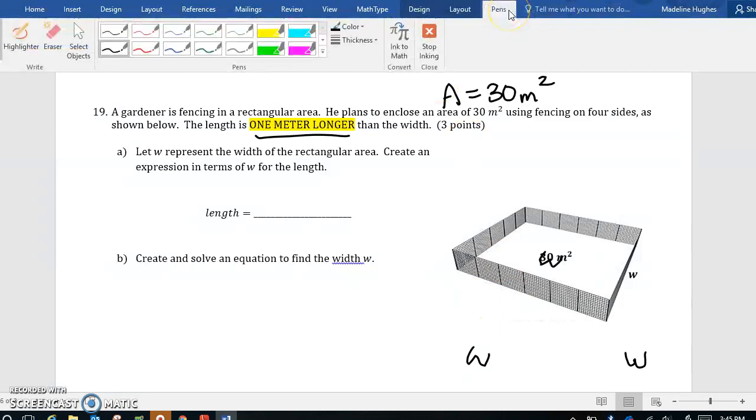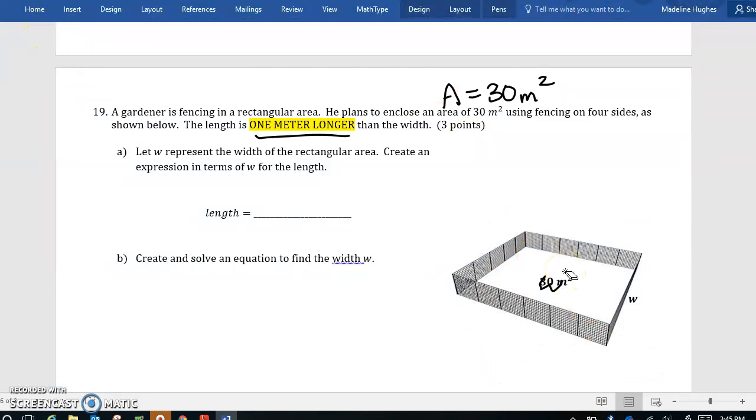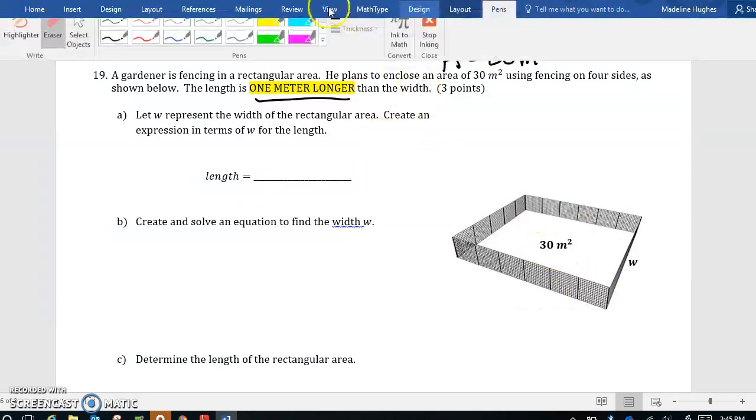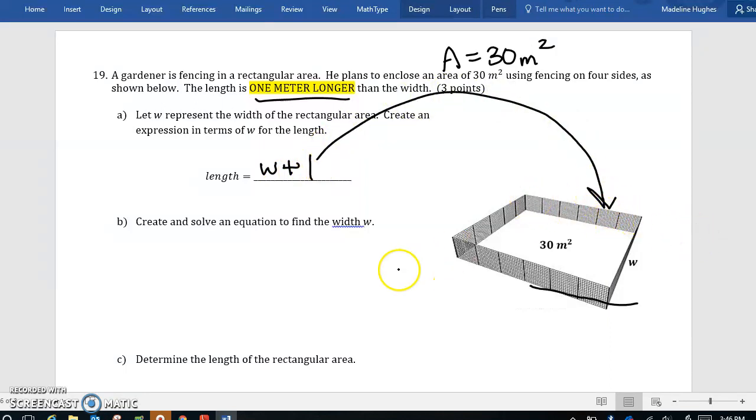let me erase this. If our width is W and our length is 1 meter longer than that, our length is going to be W plus 1. Okay, and that's going to be right along here. This is our length there.